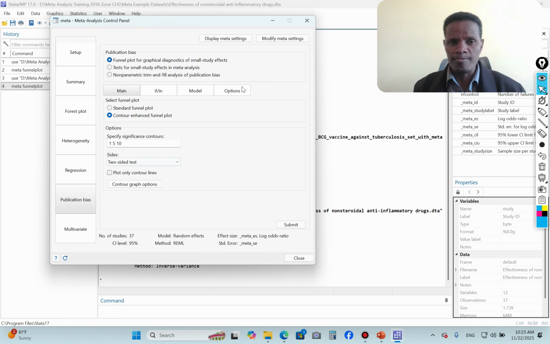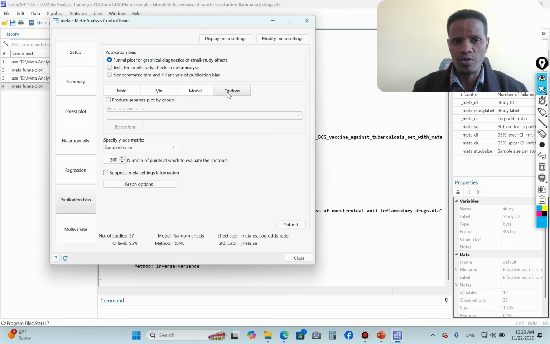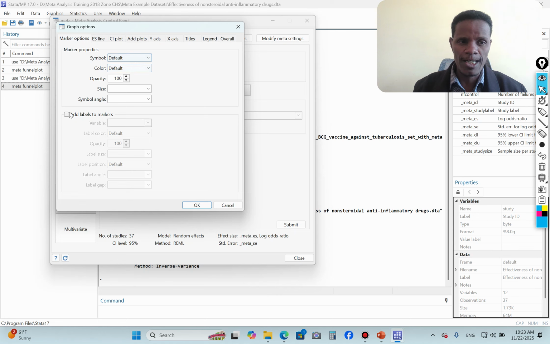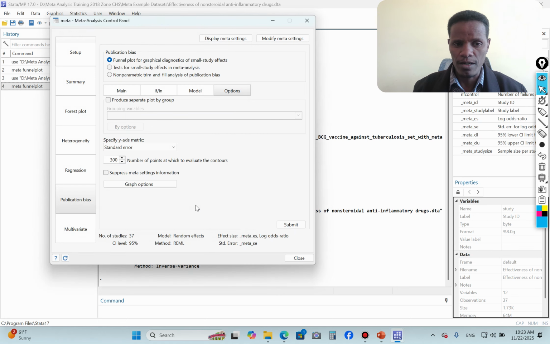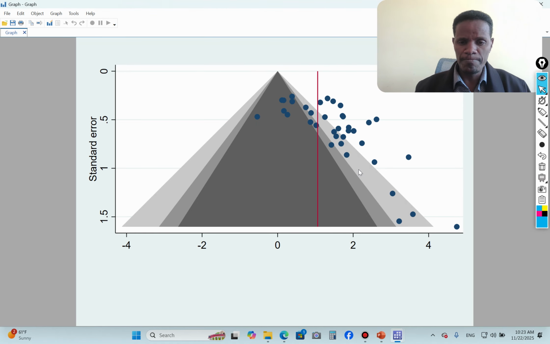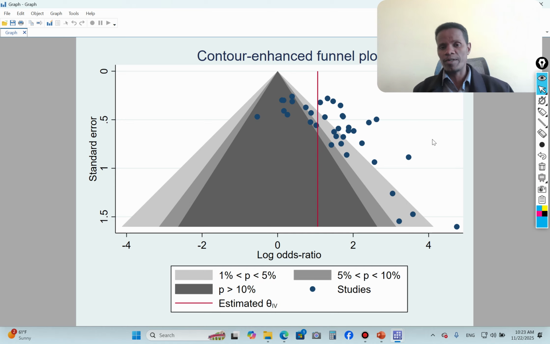If you want, you can click on options and choose graph options, the color, whatever. But I don't want to do anything over here, so I will accept the default as it is. So click on submit again. A similar result is displayed over here, the ones that we have already seen in the PowerPoint.